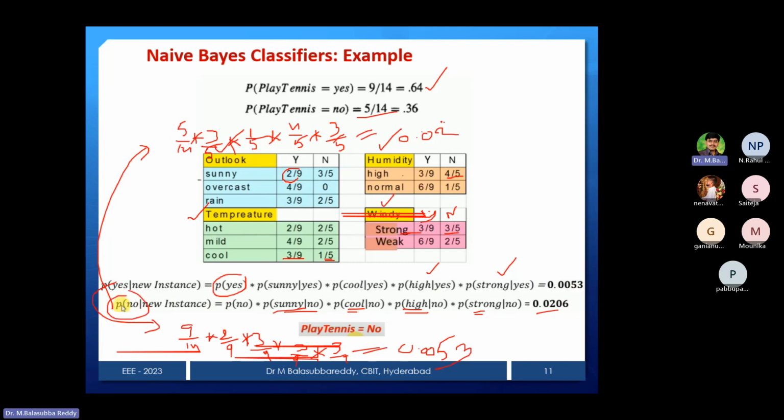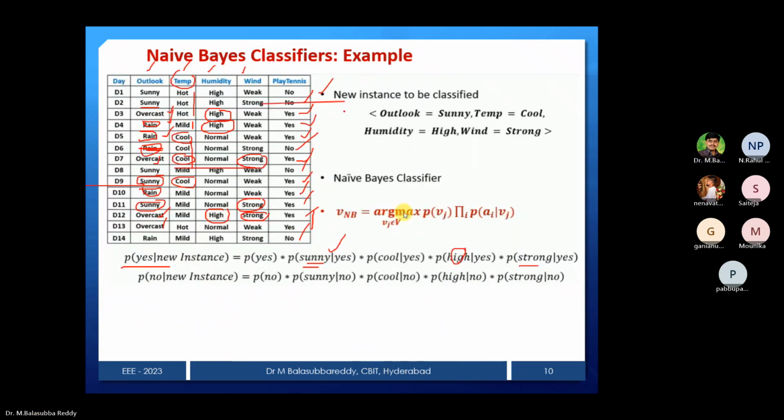Then which is having more probability? This value is more. 0.02 is more than 0.005. That's why play tennis chances are less. That's what it is, a no. With this instance, if the features are these new features, then the chances for play tennis is no.